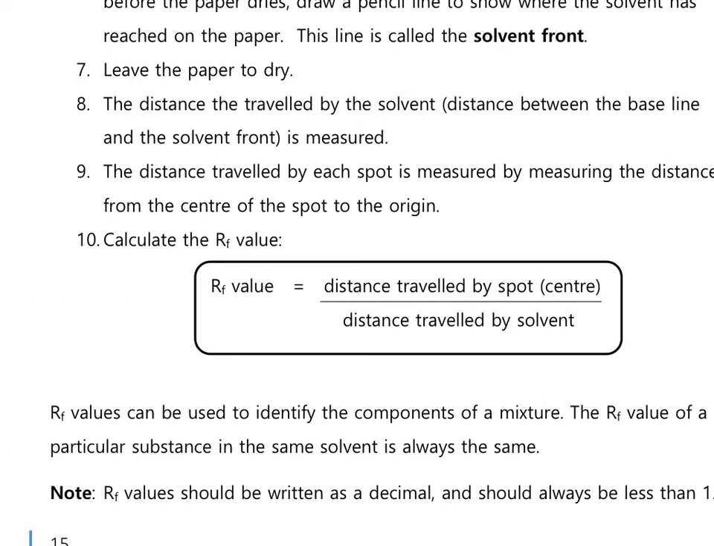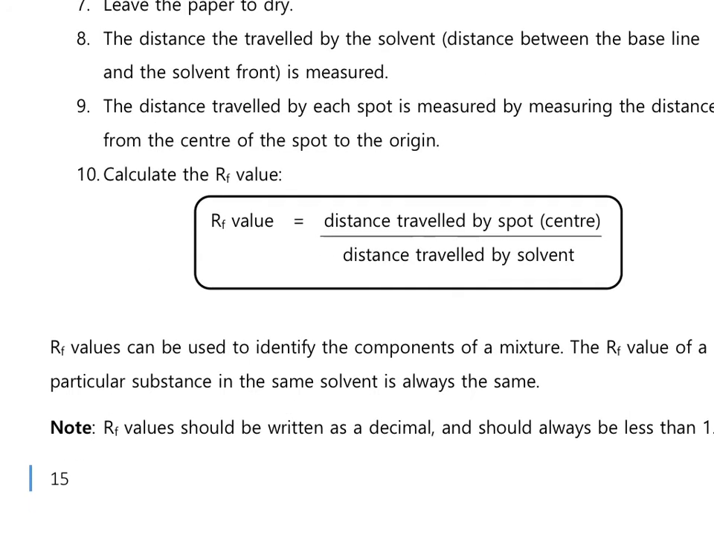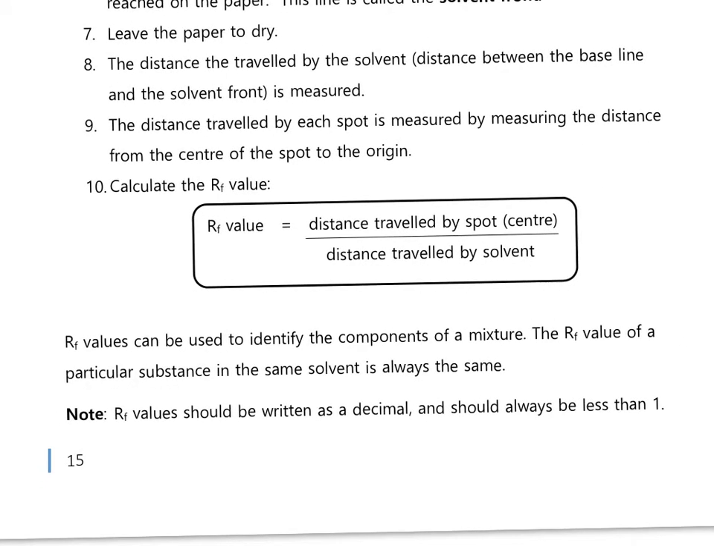And we will come back to this after you watch the videos of me carrying this out. But the RF value is the distance travelled by the spot divided by the distance travelled by the solvent. We will come back to this, but it's important that you know that RF values have no units, because you will be doing distance divided by distance. So say for example you measure it in centimetres, your centimetres will cancel out on the top part and the bottom part of your fraction.